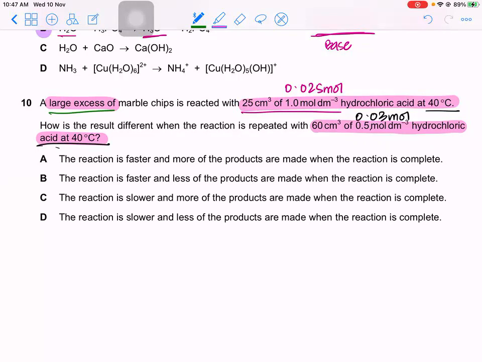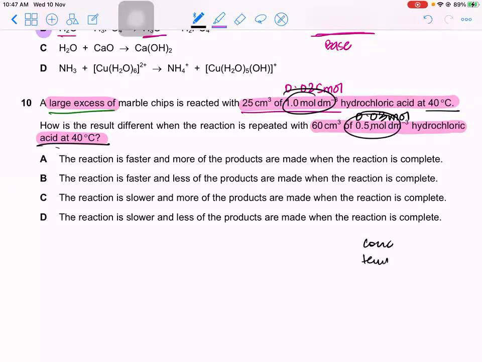If you use more moles of HCl, that means you've used more, so moles is equal to concentration times volume. So you increase the moles. Yes, the concentration, you see, what have you done to the concentration? Forget the moles, okay? Let's see the concentration. What's happening to the concentration of HCl? From 1 mole per dm cube, you're now using 0.5. So you have decreased the concentration. What are the factors which affect rate?